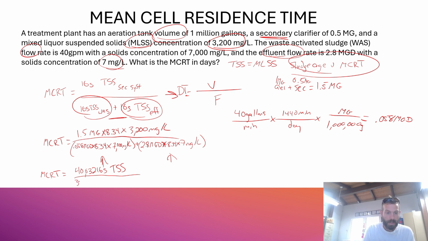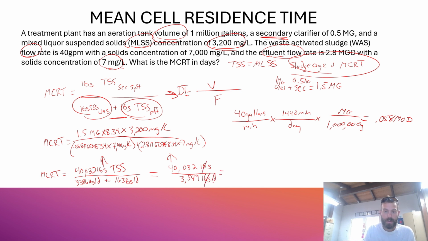3,386 pounds per day WAS plus 2.8 times 8.34 times 7 is 163 pounds per day in the TSS. So this is all the solids leaving the plant divided by all the solids in the secondary system. Okay, simply put. So this is going to just carry this over, 40,032 pounds divided by 3,386 plus 163 should give me 3,549 pounds per day.